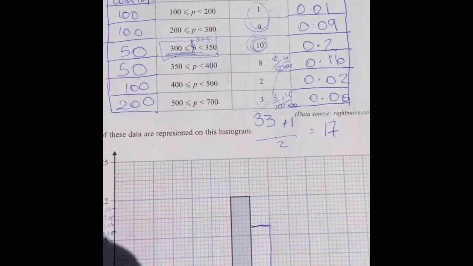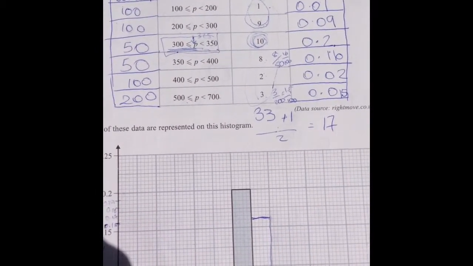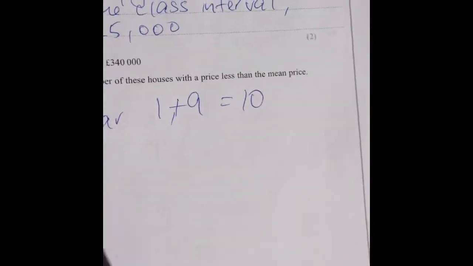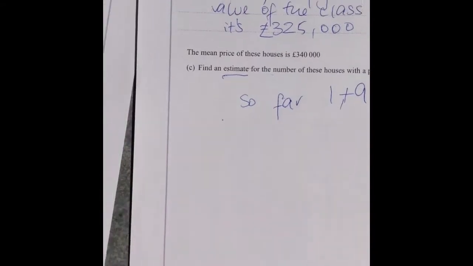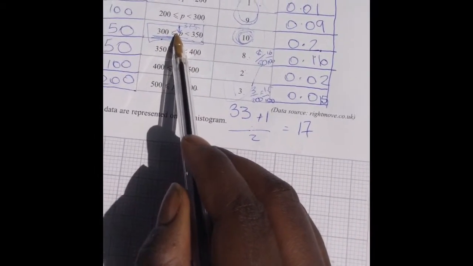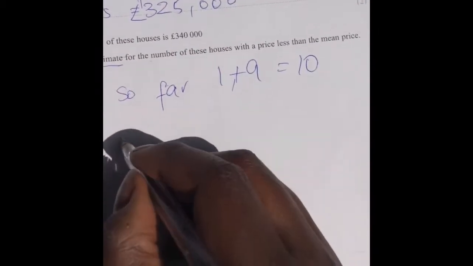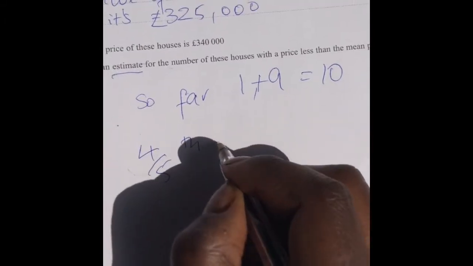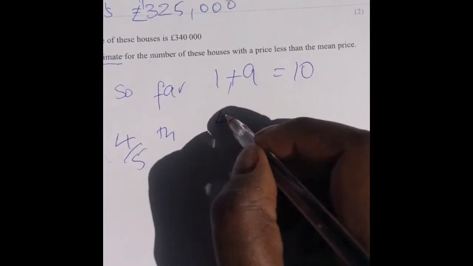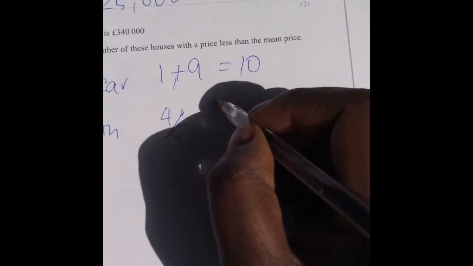Of 50, we've got that there's 10 of them. We know that the interval goes up to 350,000. So the mean, which is 340,000, which is 40,000 in from the bottom number, is 40 over 50, i.e. 4/5 of the way in. So we can then say we're going to use 4/5 of that number.